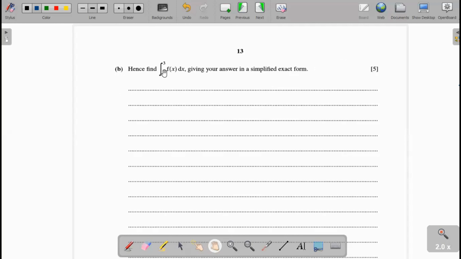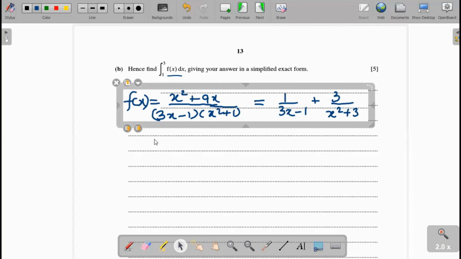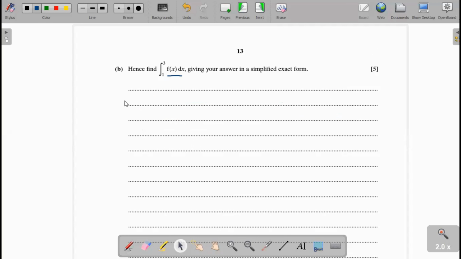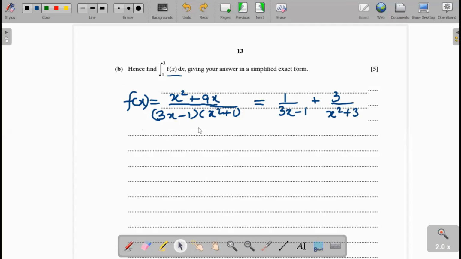Now the b part means find the integration from 1 to 3 of f of x dx, giving your answer in simplified exact form. Now this is the function. We found the values in the partial fraction here. Now we integrate f of x. The limit is 1 to 3.